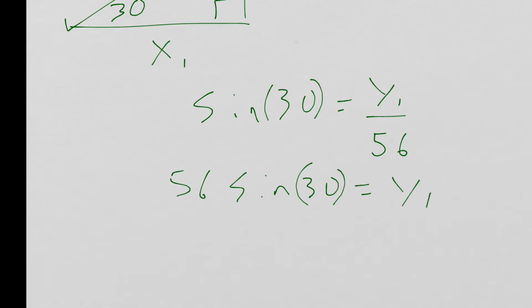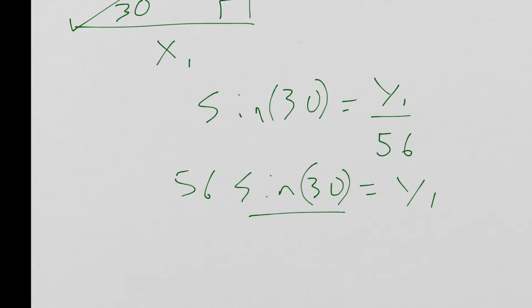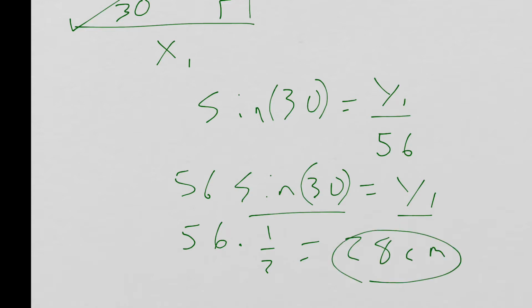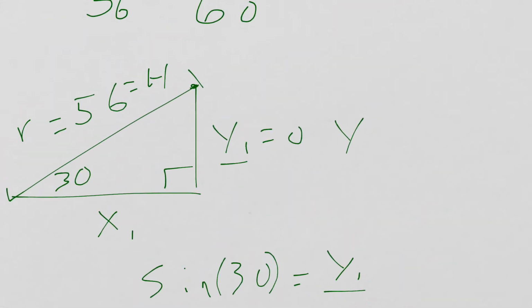And if I don't know what sine of 30 is, I can just put this into my calculator. However, we do know what the sine of 30 is. The sine of 30, so 30 degrees up, the y value is 1/2. So y1 is going to be 56 times 1/2, or 28 centimeters. Okay, so that's our distance in the y direction.